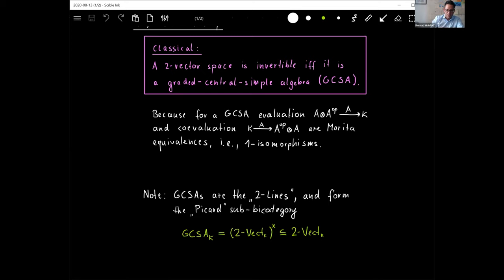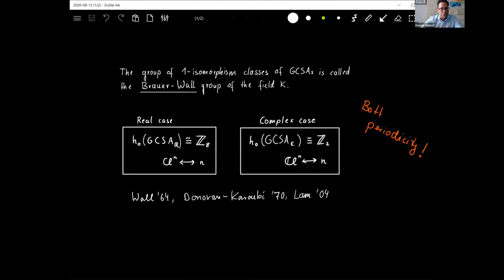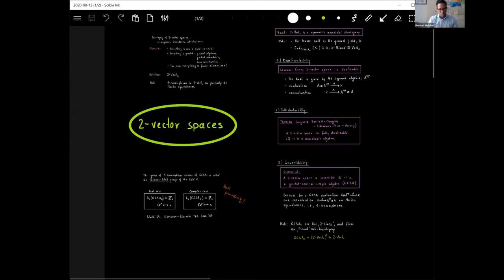I just want to recall how the graded central simple algebras are classified. There is this classical result obtained by combining the work of Wall, Donovan, Karubi, and Lam also. The group of isomorphism classes of graded central simple algebras forms the Brauer-Wall group of the field, which is like a graded version of the Brauer group. And it's very nice as one obtains this algebraic Bott periodicity. There are 8 in the real case, 2 in the complex case. They're precisely given by the 8 real Clifford algebras and the 2 complex Clifford algebras. That's already everything I wanted to say about two-vector spaces.